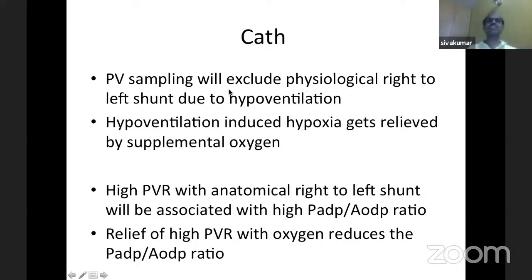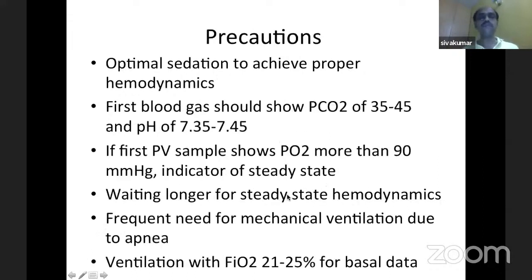Whenever you are catheterizing a Down syndrome patient, you should sample the PV and simultaneously the aorta, and this will exclude an anatomical right to left shunt. These patients get sedated too much during the catheterization, and so hypoventilation is very common, and you can identify it properly by doing a PV sampling.